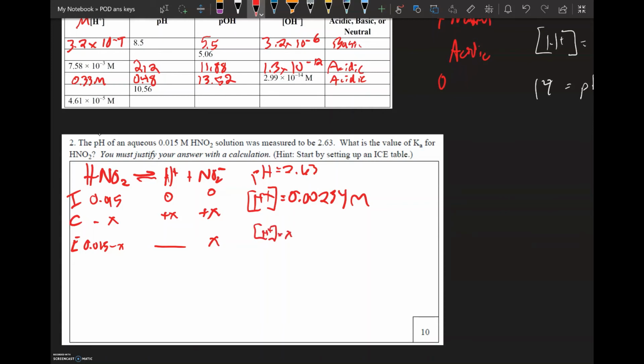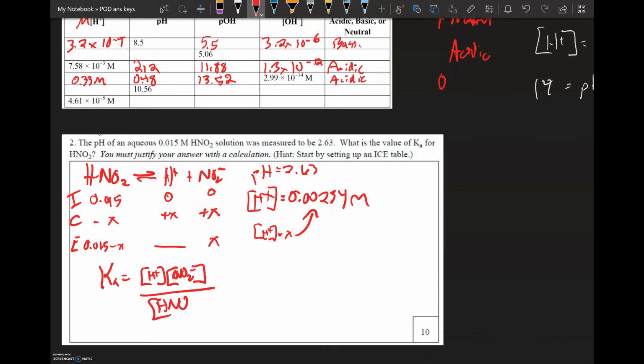Now, if you pay attention to the ICE chart, the concentration of hydrogen really would be equal to X. So by us understanding and knowing this, the stoichiometry is 1 to 1 to 1, which makes it a lot easier. So what we do know now is that this value that we calculated here is the value for X. So we know what X is equal to. So all we do then is write out our equilibrium expression, and then we'll do a little substitution here, and we can calculate our Ka value.